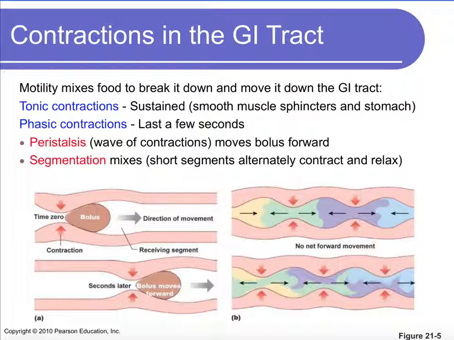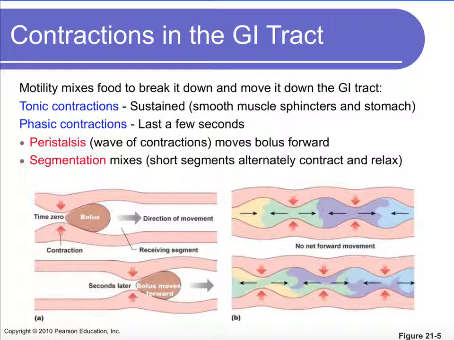Now, one of the processes of the GI tract was motility. So we want to make sure that things are able to move. And to do that, we have to have contractions. There are two major types of contractions. We have tonic and phasic that occur in the GI tract. Tonic means always, so these are sustained contractions. So they're mostly contracted and then periodically they will relax. So sphincters would be a great example of this.